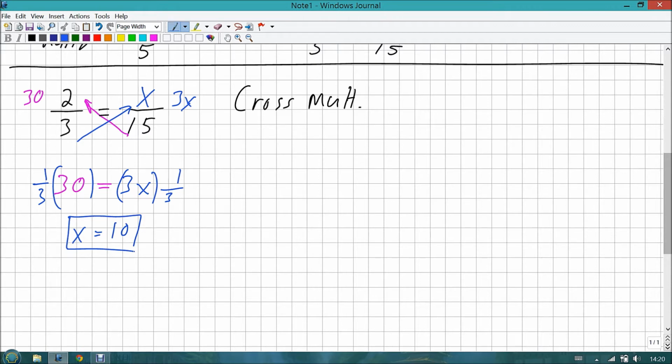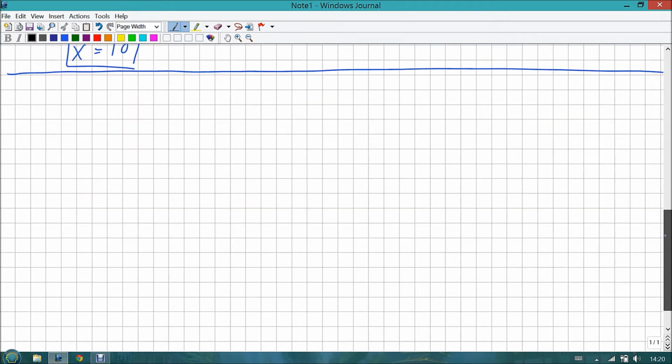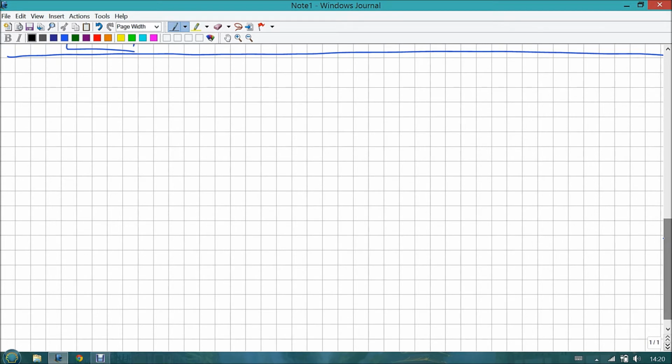The problem is that you get these from word problems. And I know what you're thinking. Oh my god, word problems. Don't worry. Word problems are really easy. In fact, we'll go over a word problem together.